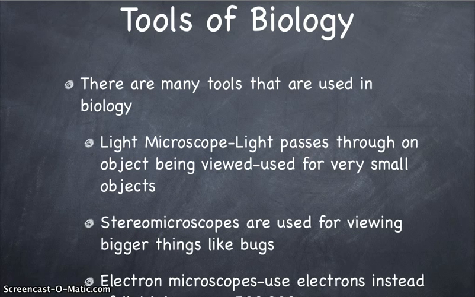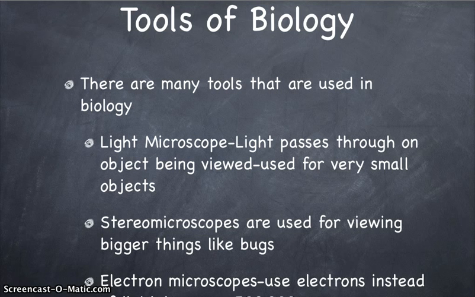Biologists use many tools. One of the most important tools that a biologist uses is the microscope. There are many different types of microscopes. One being the light microscope. With a light microscope, light is passed through an object that you are viewing. This type of microscope is used for very small things like germs, cells, bacteria, etc.